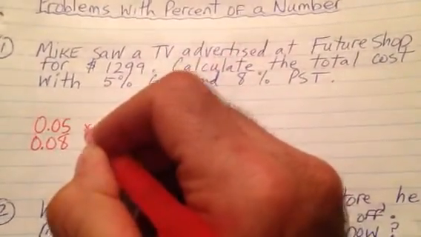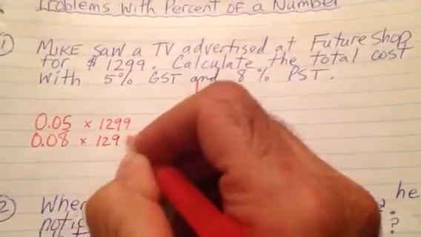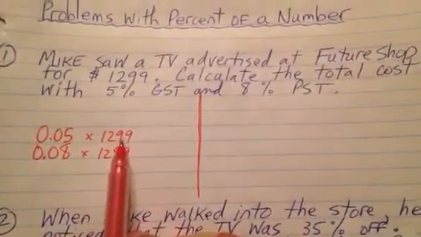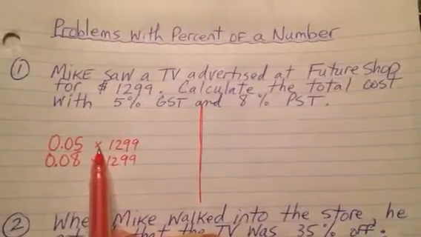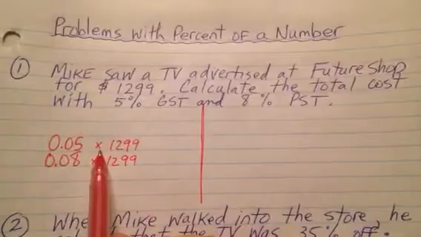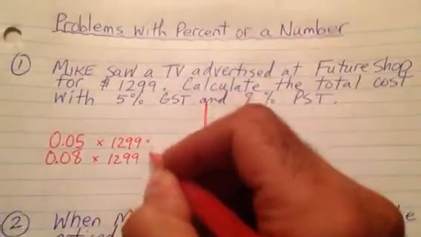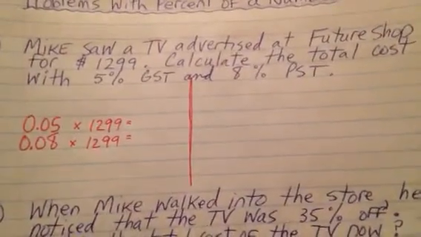So we multiply by $1,299, and we multiply this by $1,299, because what we're doing is we're taking 5% of the price. And if you remember from our previous lesson, that of really means multiply. So we're changing the percent to a decimal, and that's the word of, 5% of the price. So now we just need to get those answers, rounding them off to the nearest hundredths.